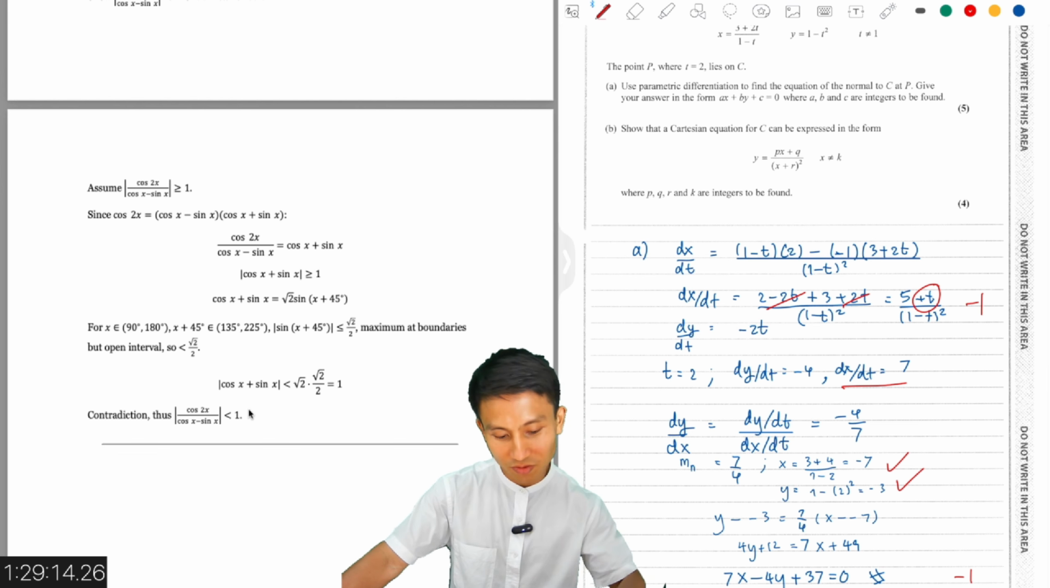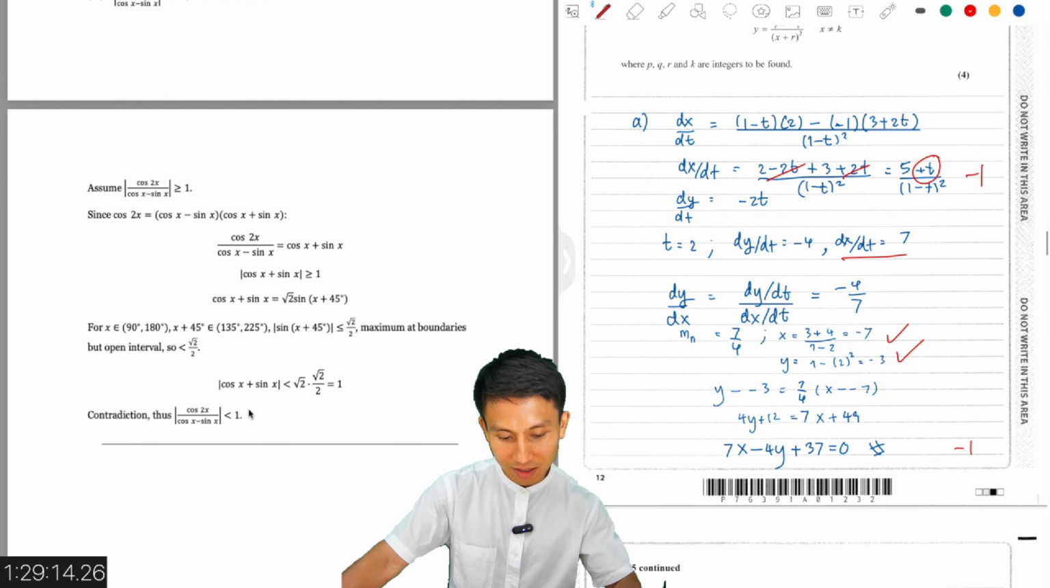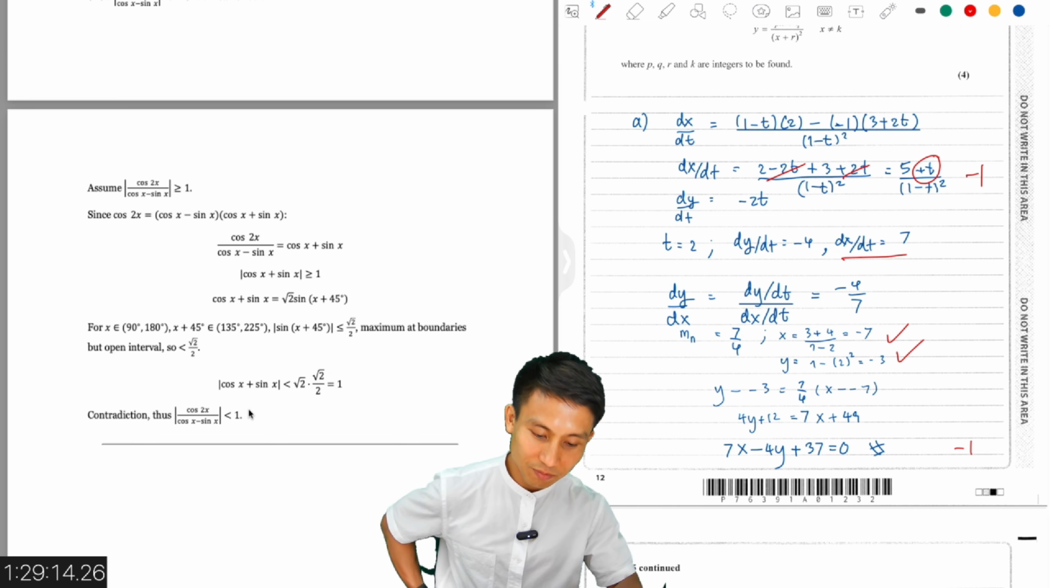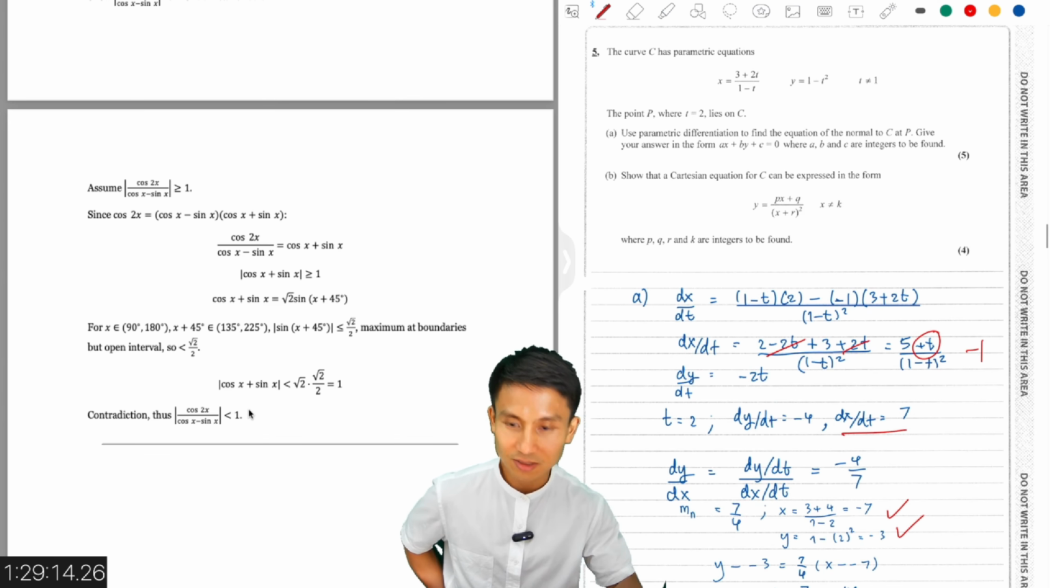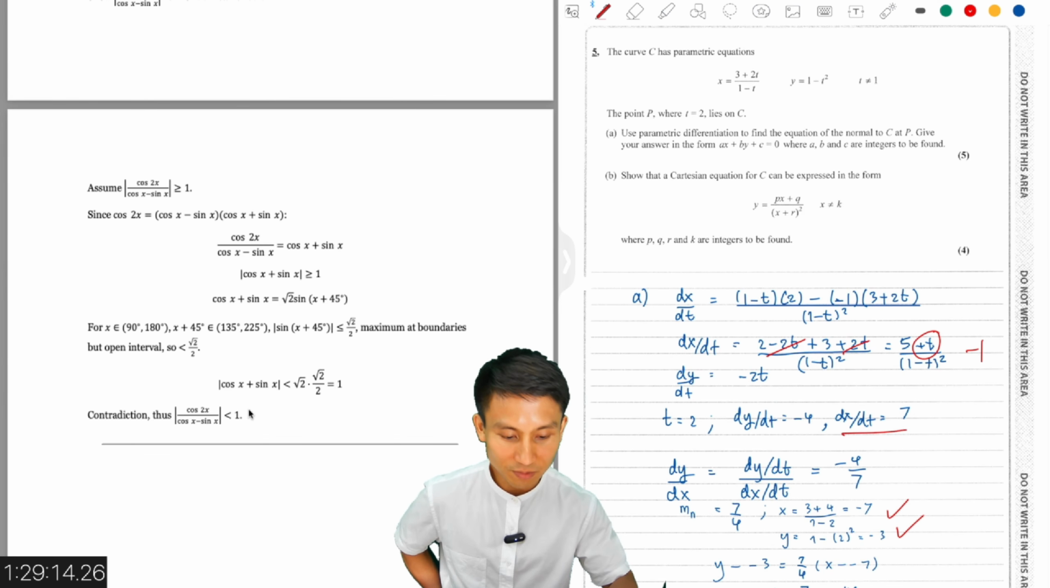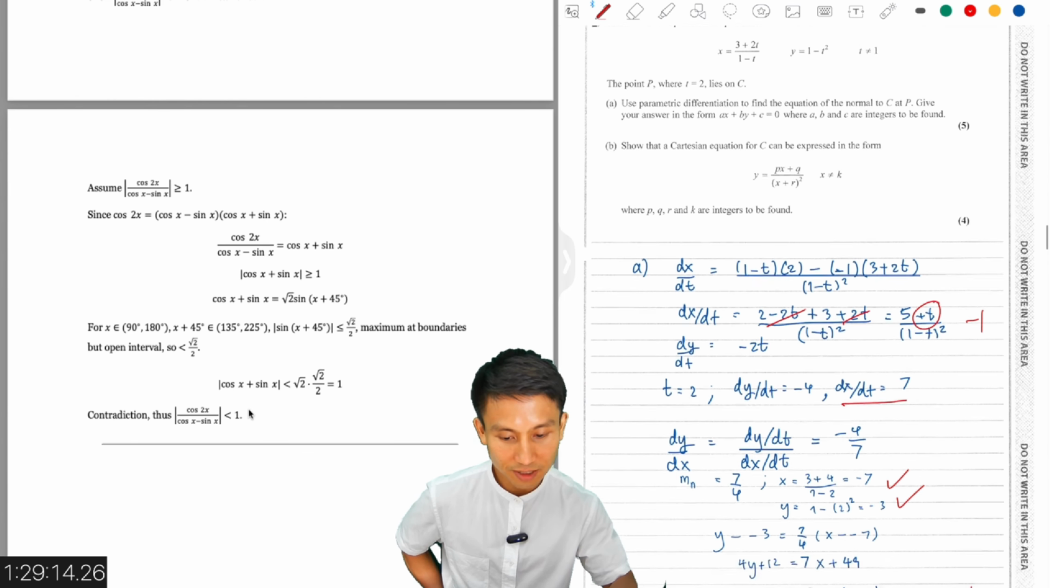I followed through and put everything into the equation, and I think I get all the method marks except the accuracy. So I lost 2 accuracy marks, I think. Yeah, for that.